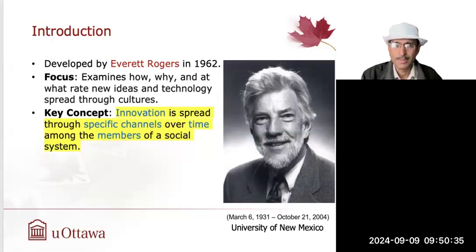It focuses on examining how, why, and at what rate new ideas and technologies spread through cultures. Different cultures have different adaptation rates, adaptation strength, and adaptation challenges as well. The key concept here is that innovation spreads through specific channels over time among the members of a social system. So this is a kind of ethnic theory as well, because this ethnographic approach is there.